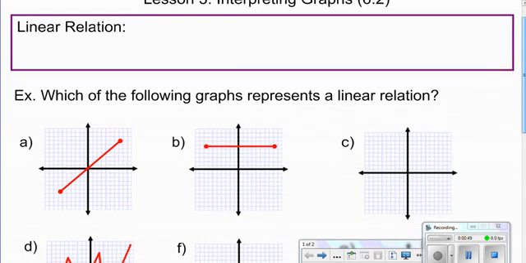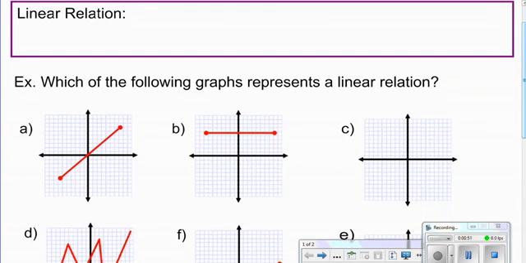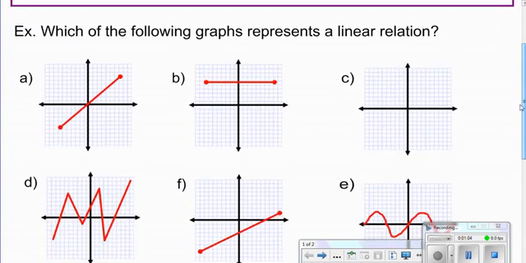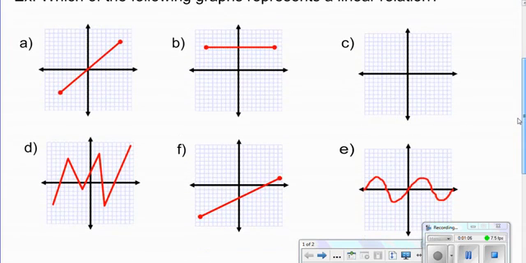But basically, a linear relation is a relationship that, when you graph it, creates a straight line. And that straight line can be a vertical line, a horizontal line, a diagonal line, but it doesn't curve and it doesn't zigzag. So then based on that, we need to figure out, well, which of these lines actually are linear relations.